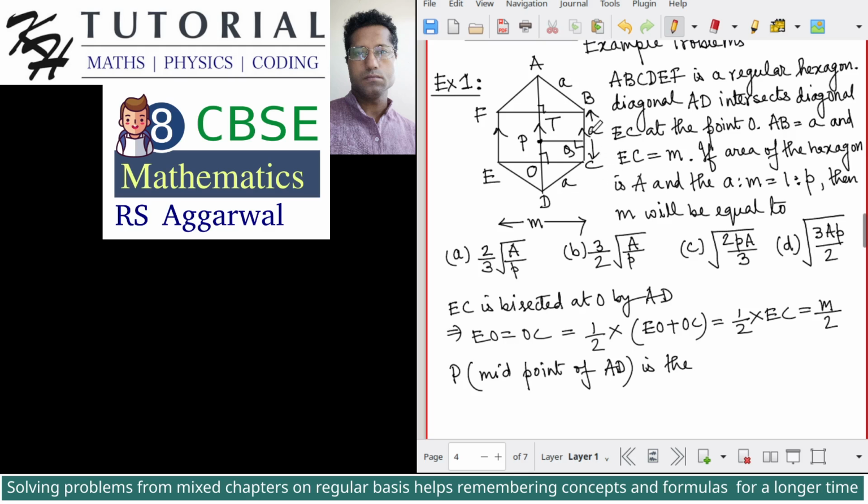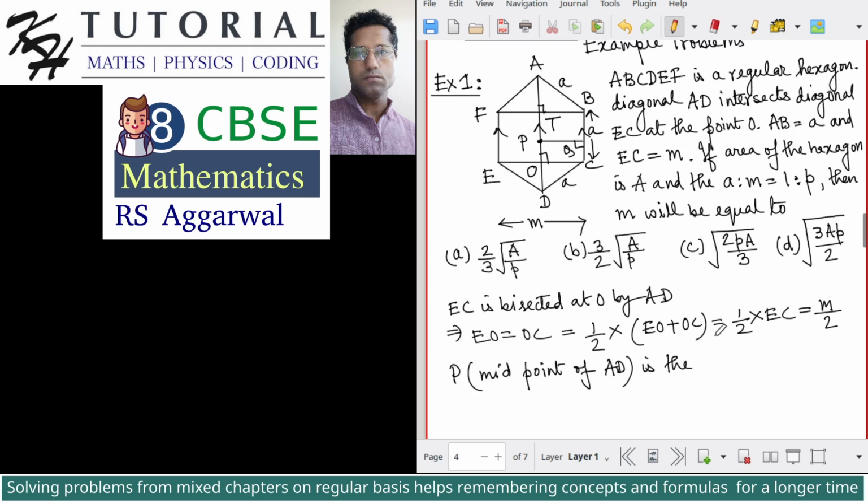PQ is perpendicular to the side BC. And what is PQ? PQ is the perpendicular from the center of the polygon, the center of this hexagon, which will be the midpoint of the diagonal AD, on the side BC. Now PQ, we already know, will be equal to OC.